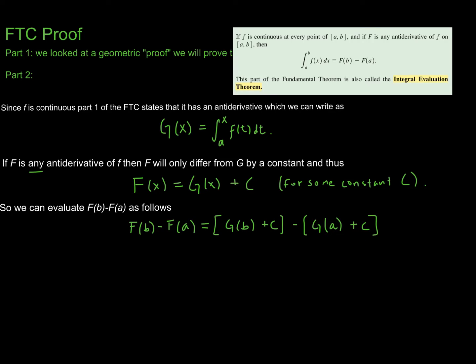And so now, let's go ahead and simplify this statement a little bit. Since we have c minus c, we're going to end up with capital G of b minus capital G of a.